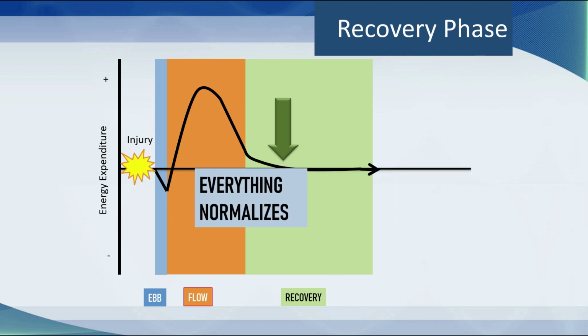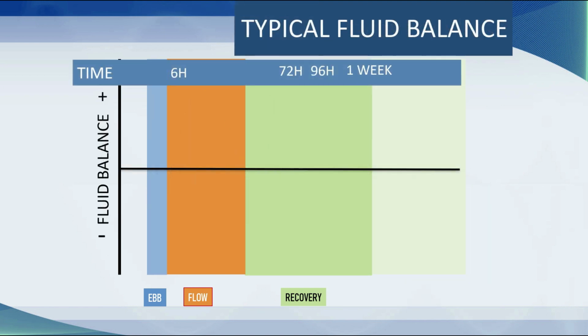If you were to look at the typical fluid balance in a patient who goes through the stress response, it looks a bit like this. Again, the y-axis here has the fluid balance, positive and negative. Above the line is positive. We have our injury here at the very beginning. During the ebb phase, patients tend to lose fluid for all kinds of reasons. They bleed, they sweat, all kinds of reasons. So they become slightly fluid depleted.